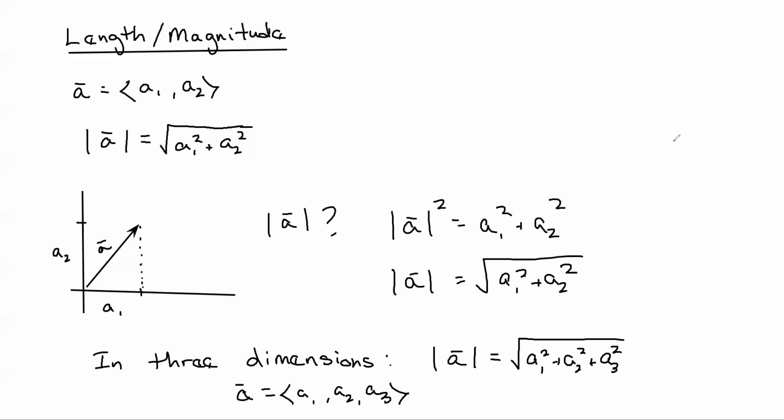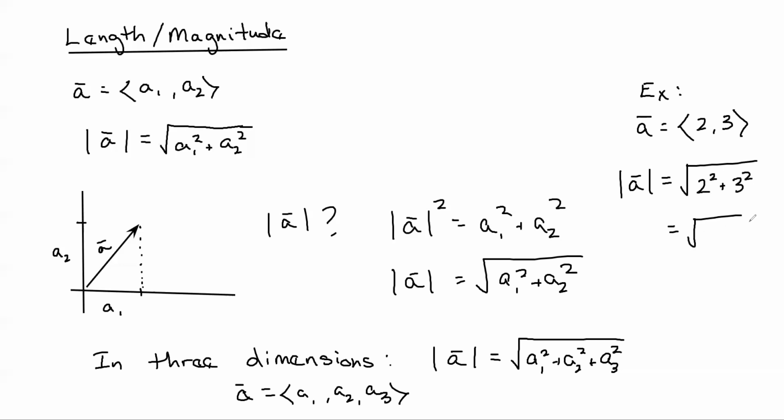We can look at an example. Let's just sneak in an example over here off to the side. So if we had vector A equal to 2, 3, and you're asked to find the length or find the magnitude, the length of A is the square root of 2 squared plus 3 squared. So we get the square root of 4 plus 9, which is the square root of 13. Okay, so that's our definition for finding length and magnitude. Okay, now let's go over addition and subtraction.